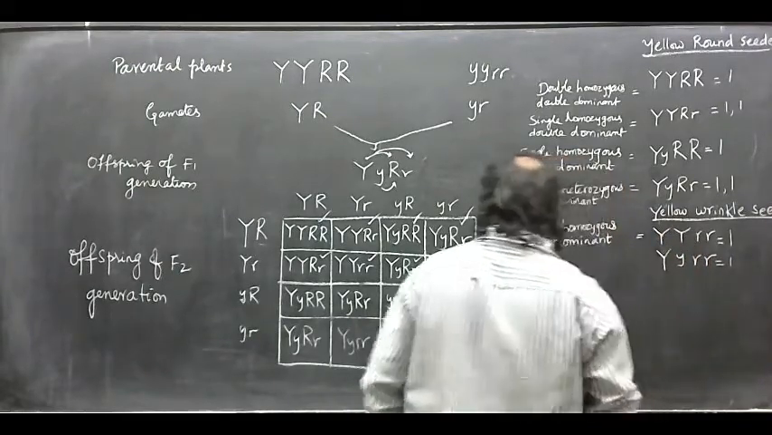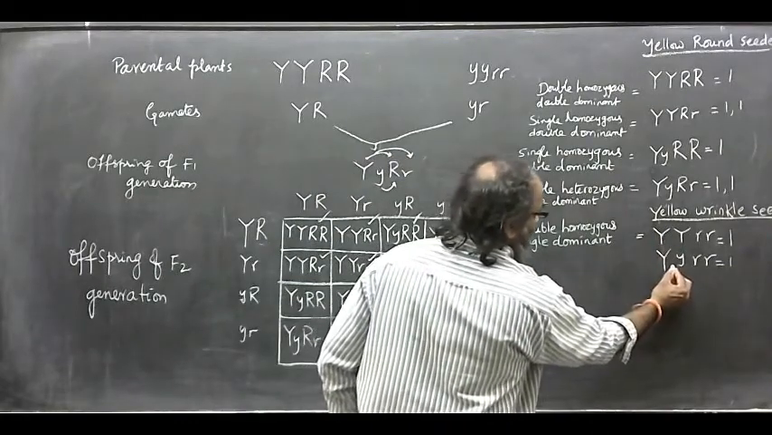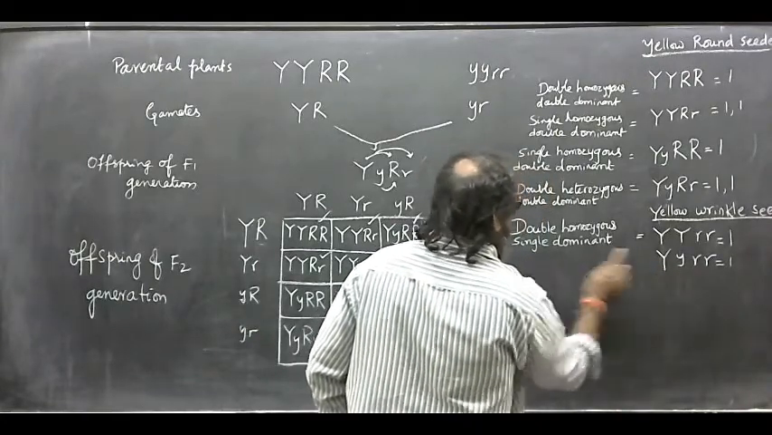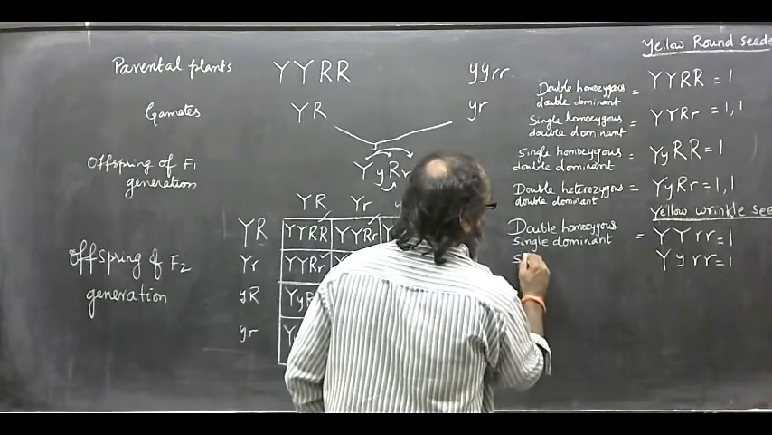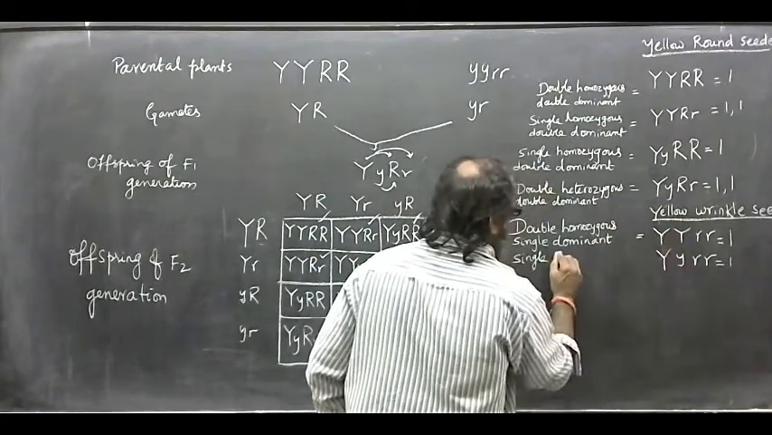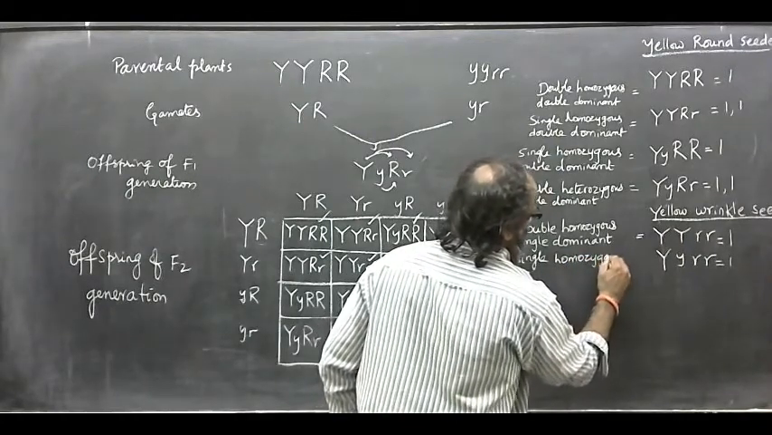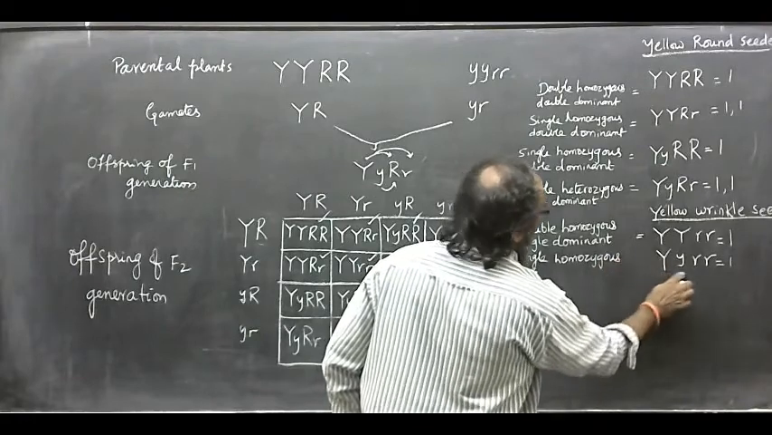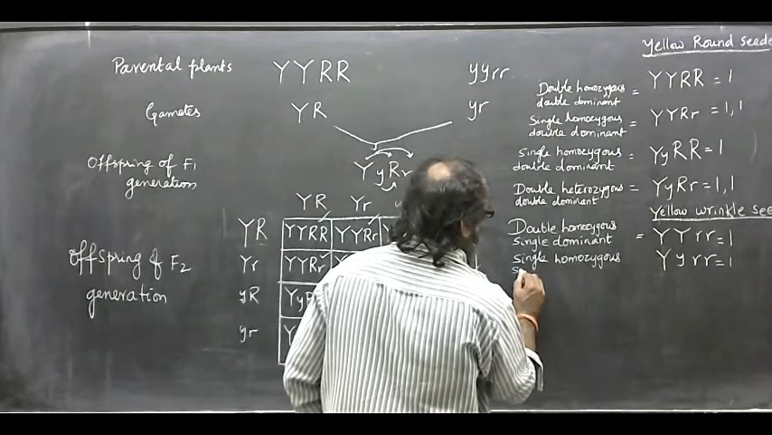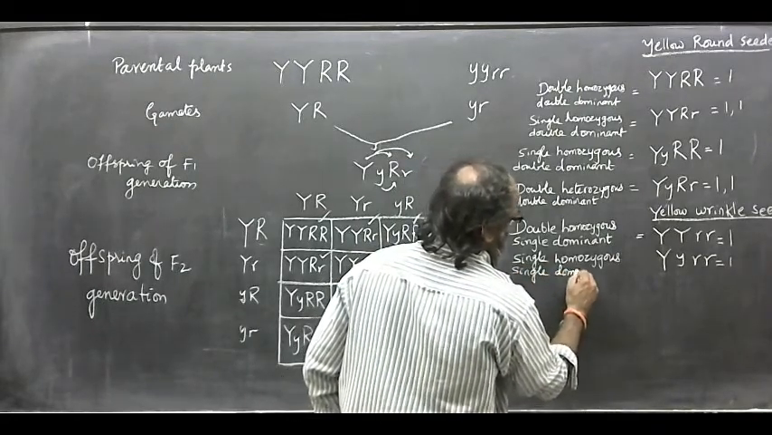You observe this. Therefore, this is also single homozygous. There is only one homozygous character. Single homozygous and single dominant.